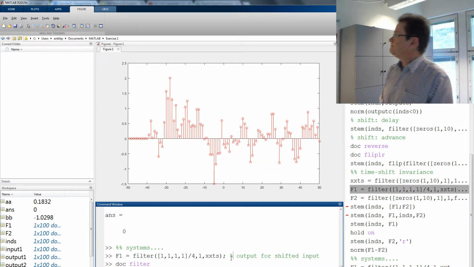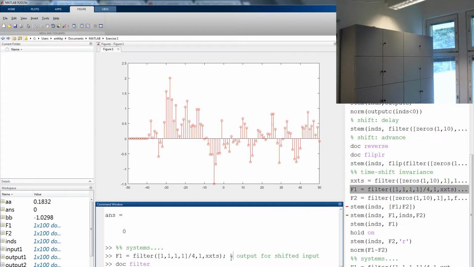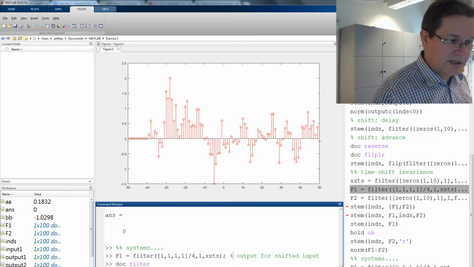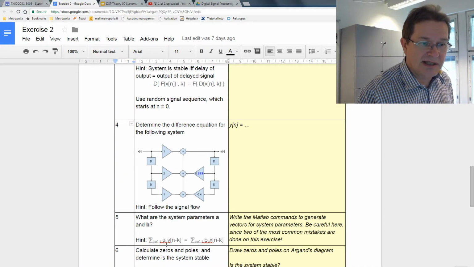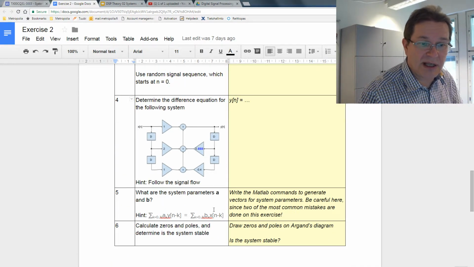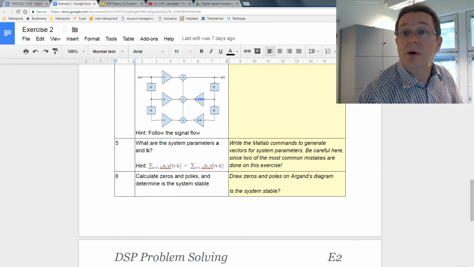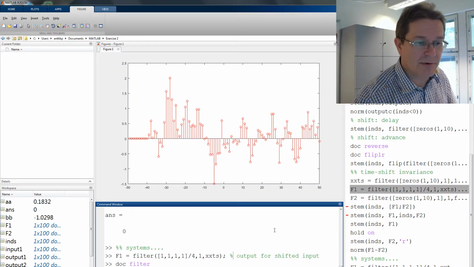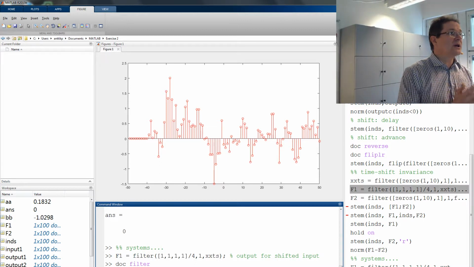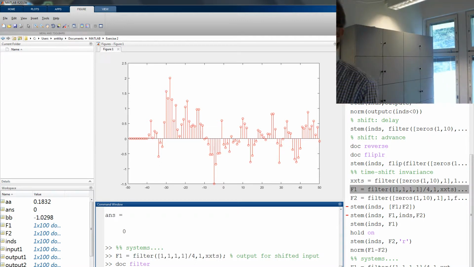All right. So that's the running average system, and then we need to do some system parameters A and B, okay, with some warnings. Calculate zeros and poles. Alrighty then. We can actually show the zeros and poles of the system by the simple command zplane.